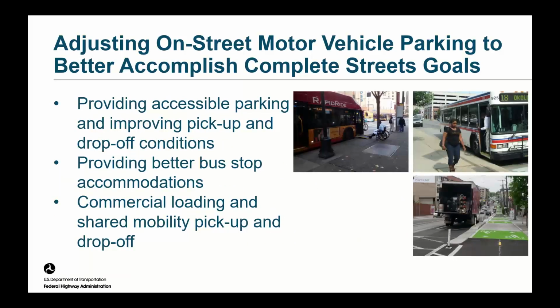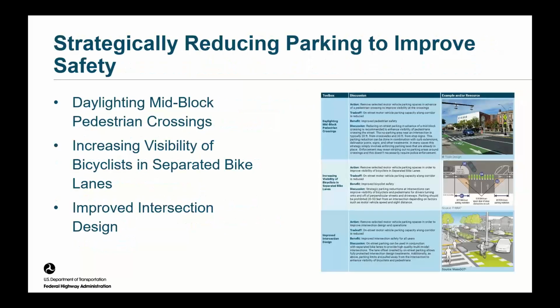We can also provide better accessible parking and more accessible parking, better bus stop accommodations, better commercial loading, and also shared mobility pickup and drop-off, which we know is becoming increasingly important in curbside management strategies for communities. Importantly, on the safety side, there are also things we can do about parking to improve safety, like taking a really serious close look at where there are mid-block pedestrian crossings and how we can pull back the parking to make sure visibility and expectations are clear in those situations, increasing visibility of bicyclists in separated bike lanes, and generally improving intersection design through things like protected intersections.